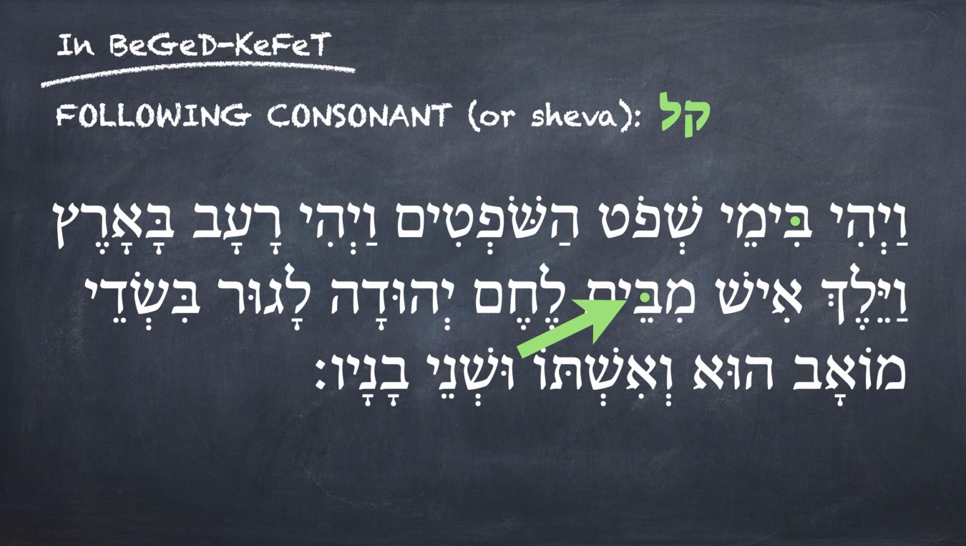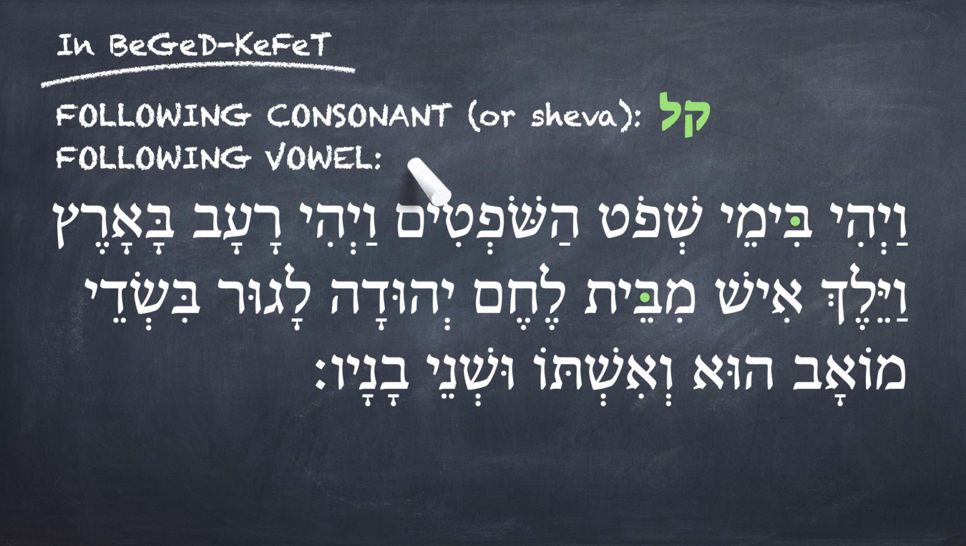Okay, here's another one in the bet of mi bet. Right before the bet is this chirik, a vowel. The rule here is if the dagesh follows a vowel, it's a dagesh chazak. It's letting us know that this bet is actually a double letter.